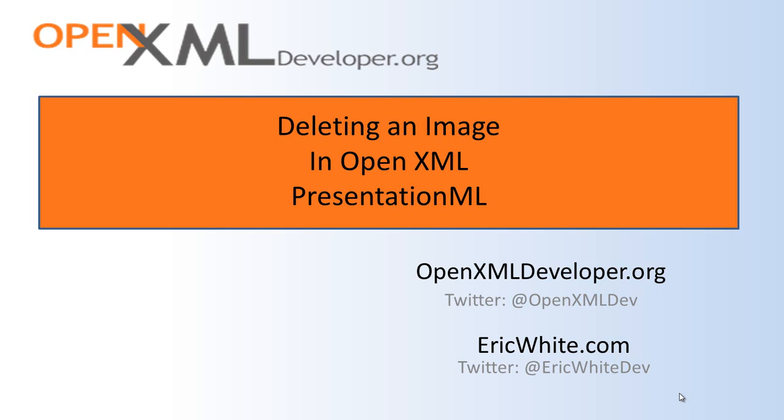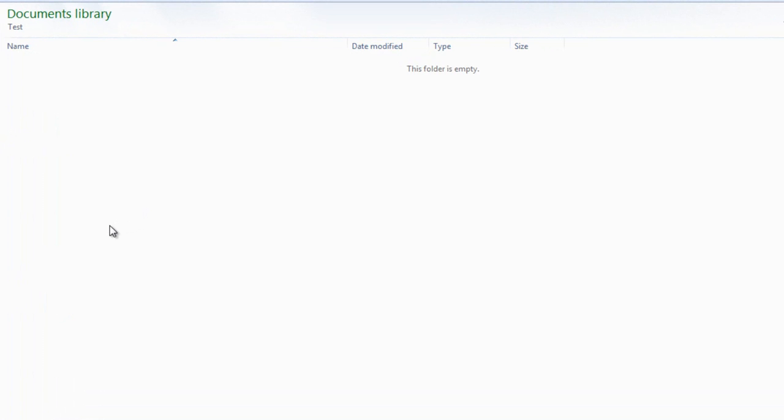Today I'm going to give a short screencast on images in OpenXML PresentationML. The specific request I had was information on how to delete an image from a presentation. I'll cover that, and in addition I'm going to cover just a little bit more information about how images are stored in a presentation. First, let's create a little presentation and let's put an image into it.